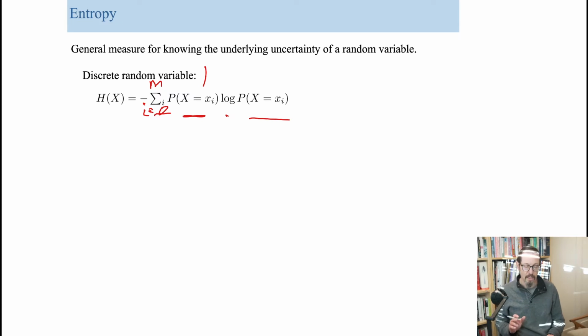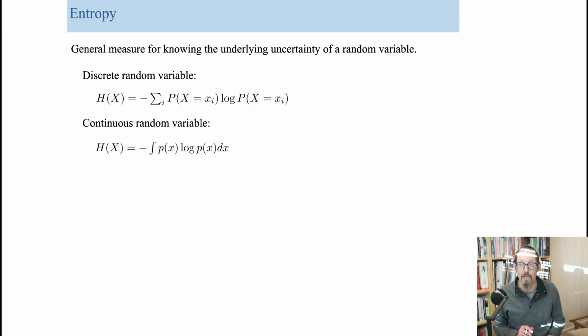I don't want to get into deriving exactly what this means and why it is like that, but please trust me that that is the definition of the entropy of a distribution. And you can take it into the continuous case by just turning that summation into an integral.